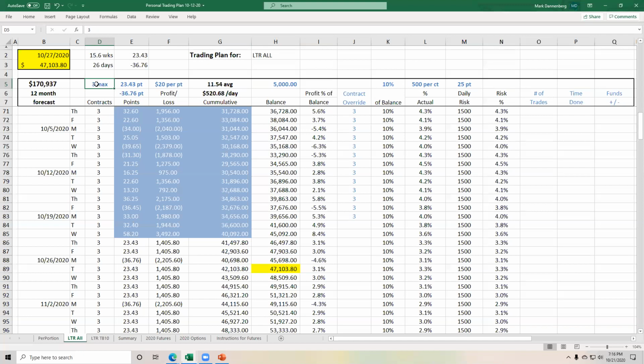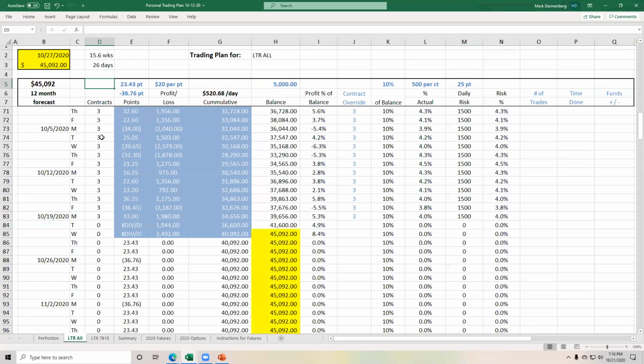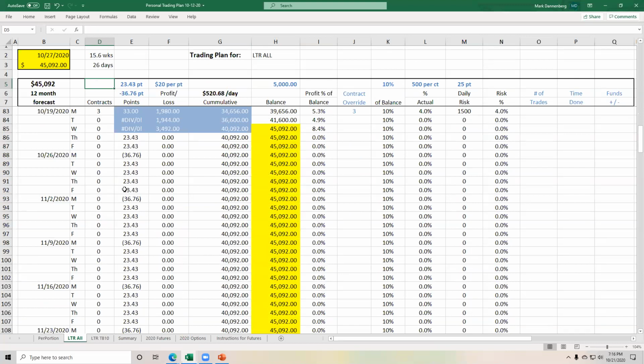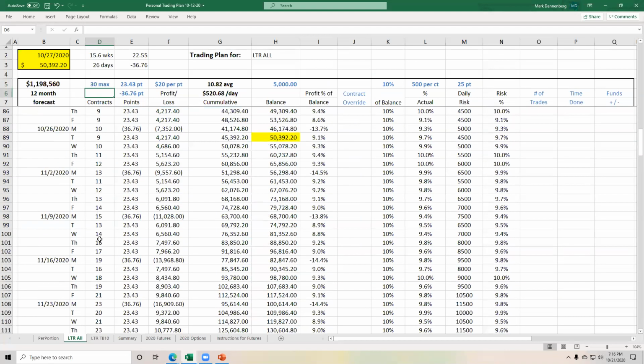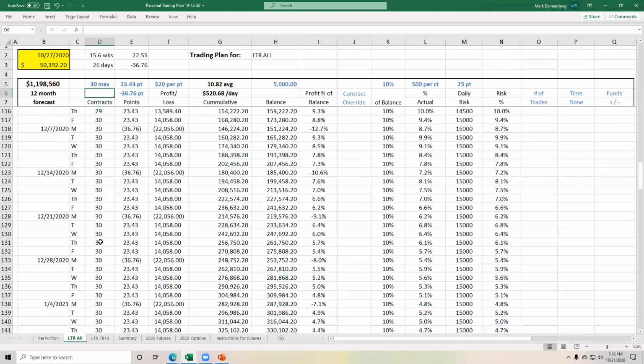If I took this 3 max out, let me just delete that for a minute. You will see that, that's incorrect, sorry. I'm going to go to 1. No, sorry, I meant to go the other way. Let's just say I put that at 30 max. Well, it'll grow up to 30 contracts.